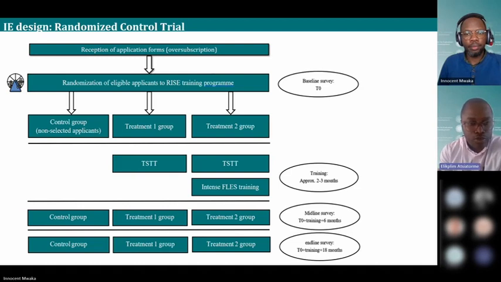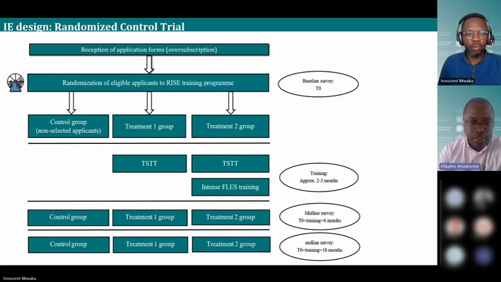So the idea was that we would have a group that's very similar to each other before we split them into treatment and control, the treatment being those who will receive the trainings. And for those who were planned to receive the trainings, we also split them into 2. One of them being those who would receive only the TSTT training, which is the technical skills training, and then those who receive the technical skills training and then the intense financial literacy skills.